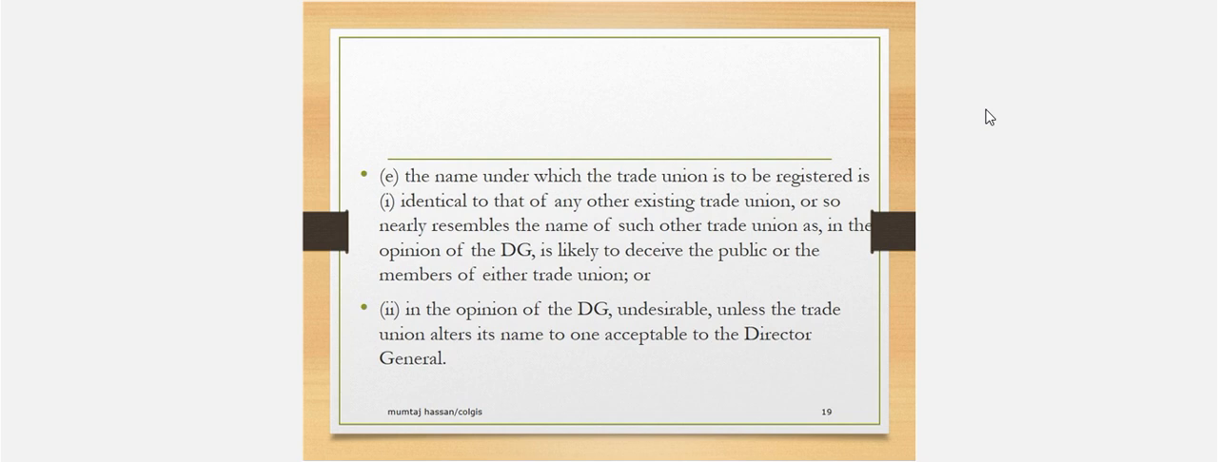And the last one is where the Director General himself, in his opinion, thinks the trade union should change the name. That can be accepted. Everything is okay, but only the name. There's something wrong with the name. So the Director General says that, okay, if you alter the name, he will accept. Okay, it can be in that way also.